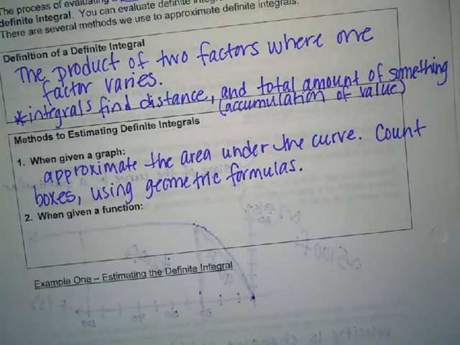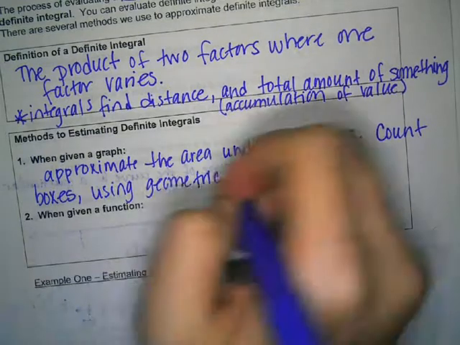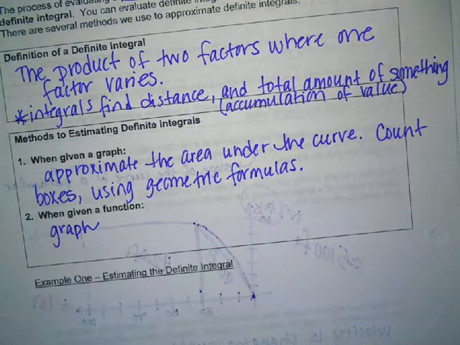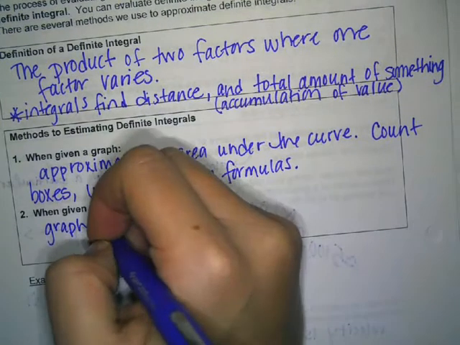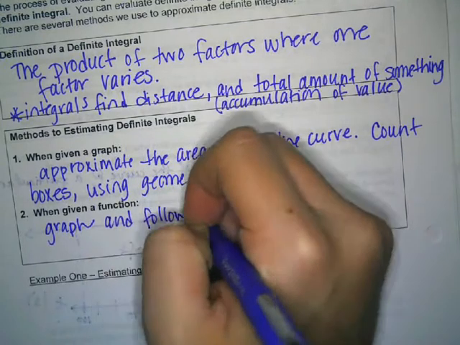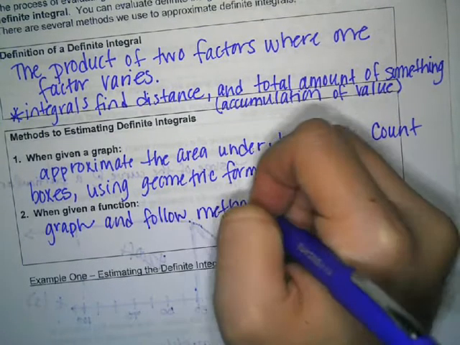And then when you're given a function, we usually have to graph the function. There's not really another way to estimate the integral value. We graph and follow method number 1.